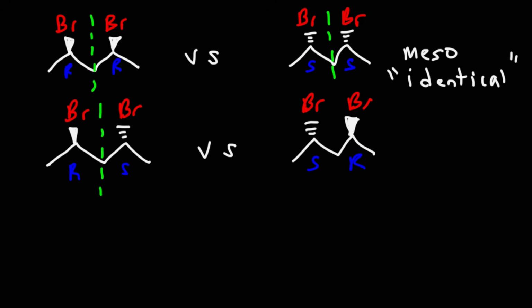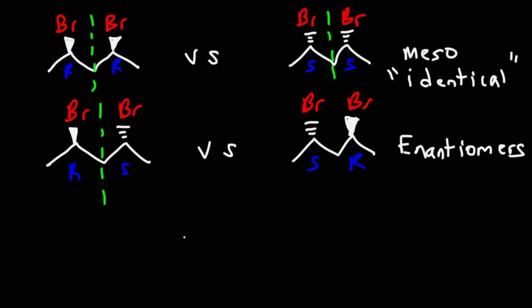One bromine is in the front on the wedge, the other one is in the back going into the page on the dash. So this is coming out of the page, that's going into the page. So because we don't have a plane of symmetry, what we do have is a pair of enantiomers.